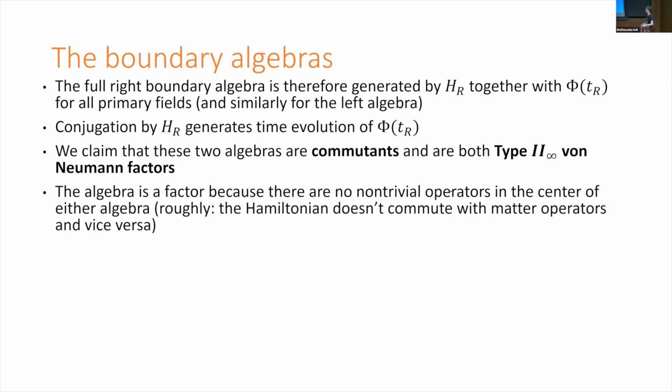Okay, so let me unpack each of those claims. An algebra is a factor if there are no non-trivial operators that commute with everything else in the algebra. Roughly this is true in this case because the Hamiltonian doesn't commute with matter operators, and matter operators don't commute with the Hamiltonian. So there's nothing that commutes with everything. If we smear in time, in quantum field theory, just in time, in Lorentzian time or Euclidean time, that's enough to give a bounded operator.